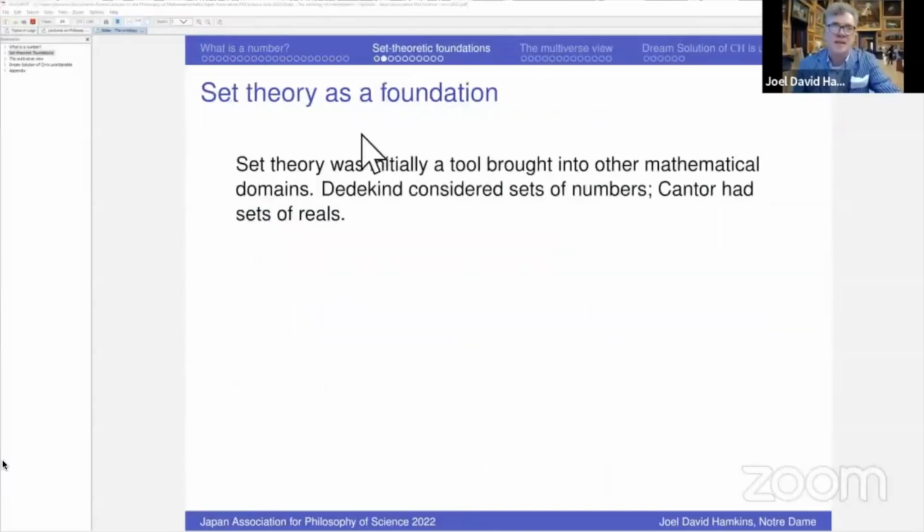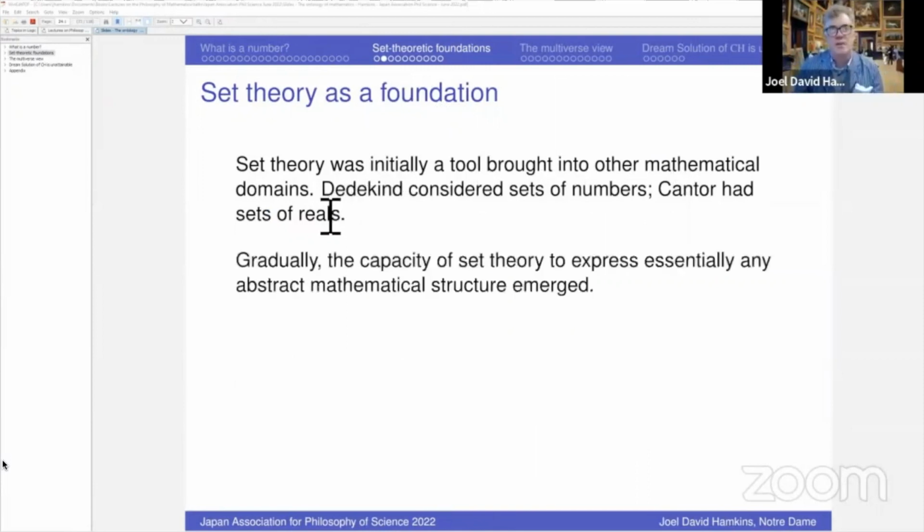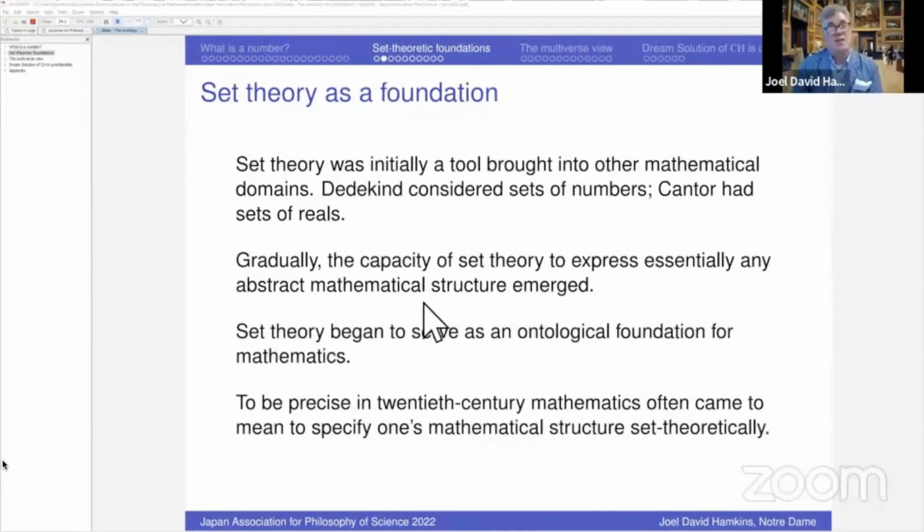So set theory was initially a tool brought into other mathematical domains. Dedekind had considered sets of numbers, and Cantor, who really founded the theory, had sets of reals. Gradually, though, the capacity of set theory to express essentially any abstract mathematical structure emerged. And only then did set theory begin to serve as a kind of ontological foundation in mathematics.